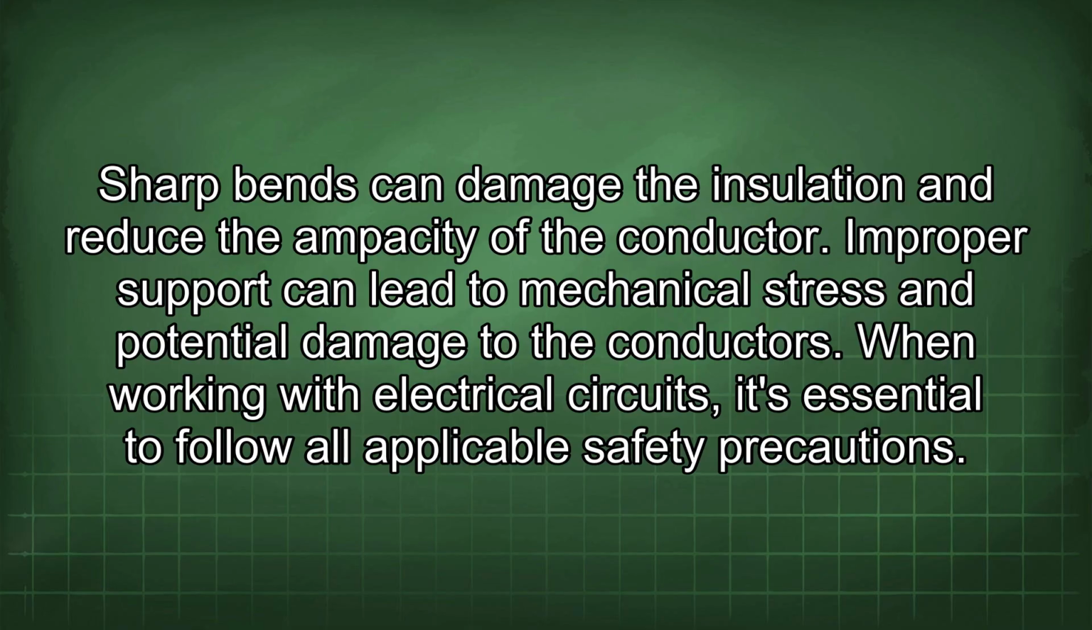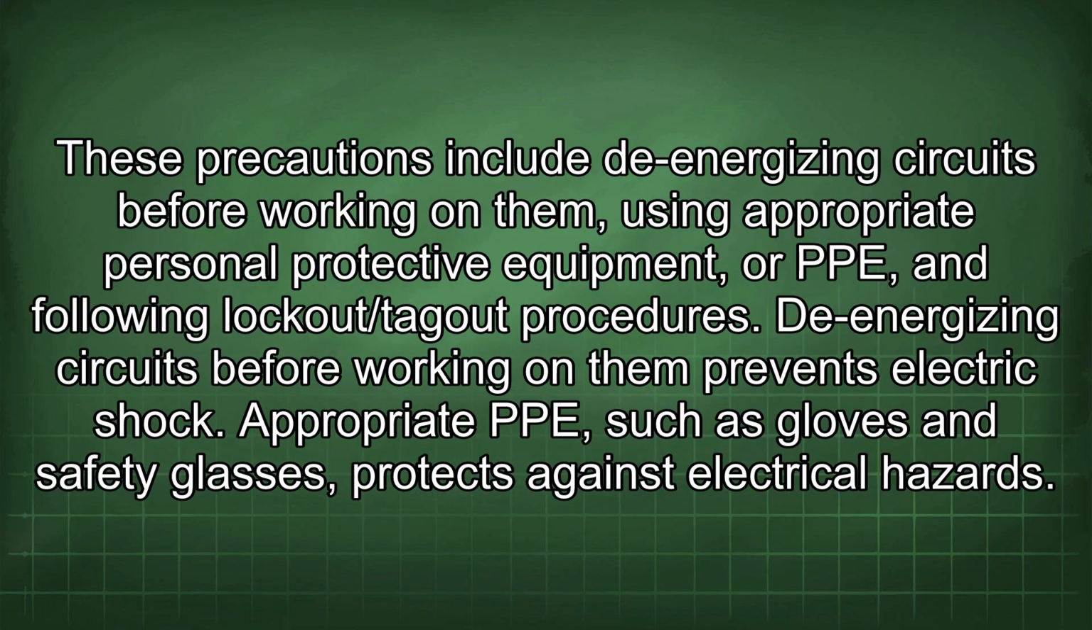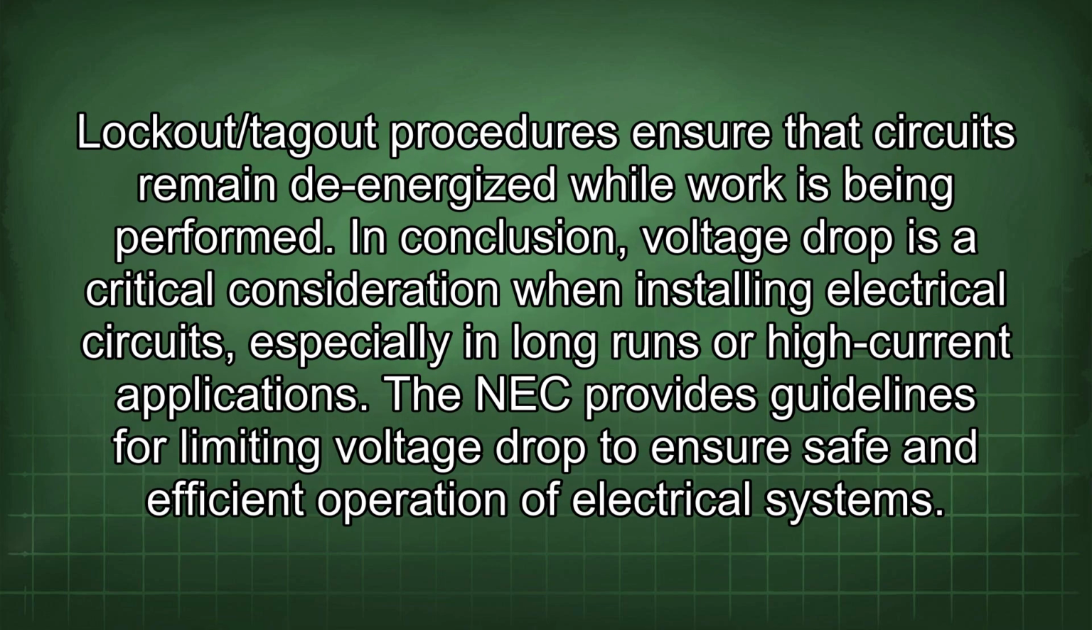When working with electrical circuits, it's essential to follow all applicable safety precautions. These precautions include de-energizing circuits before working on them, using appropriate personal protective equipment, or PPE, and following lockout/tagout procedures. De-energizing circuits before working on them prevents electric shock. Appropriate PPE, such as gloves and safety glasses, protects against electrical hazards. Lockout/tagout procedures ensure that circuits remain de-energized while work is being performed.